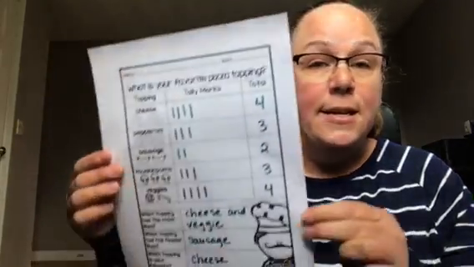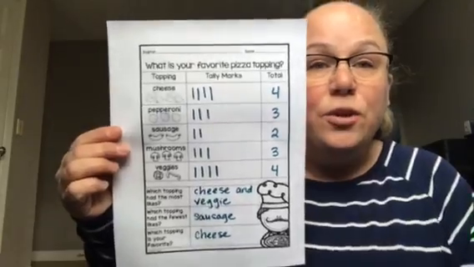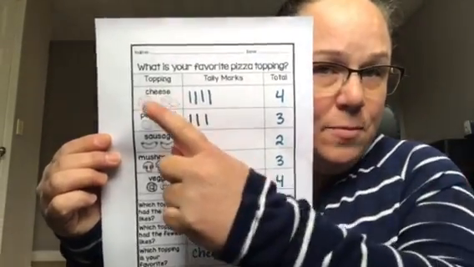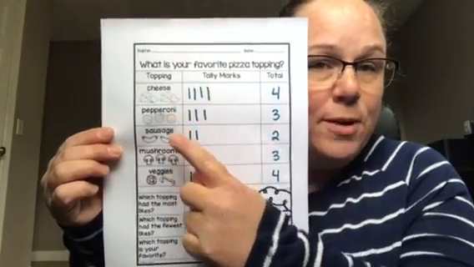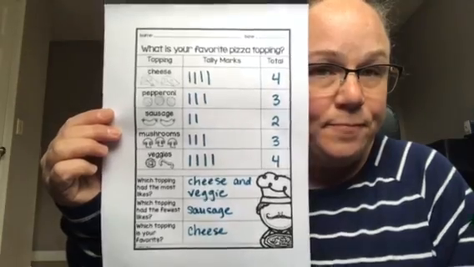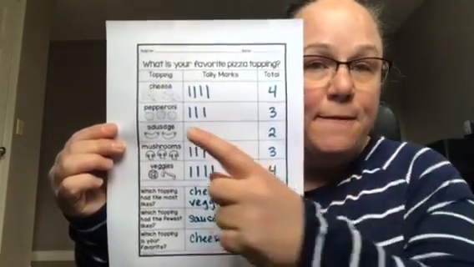Now, for example, I did a little graph of pizza for my family, and I'll show you the information that I got. So my graph right here shows, what is your favorite pizza topping? And I asked my family. The types that we have are cheese, pepperoni, sausage, mushroom, and veggie. Now, when I asked my family members, there's 4 people in my family.